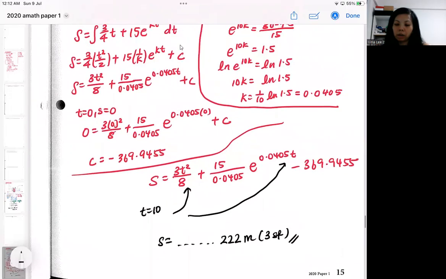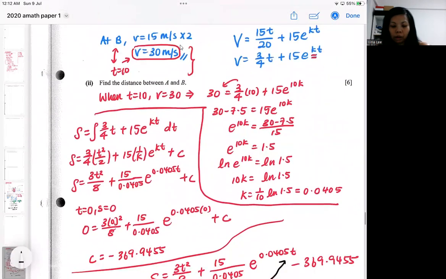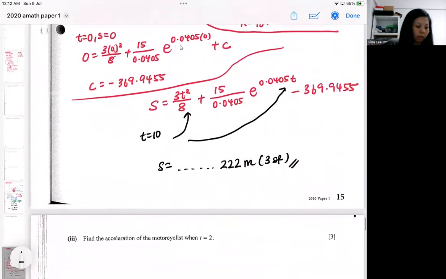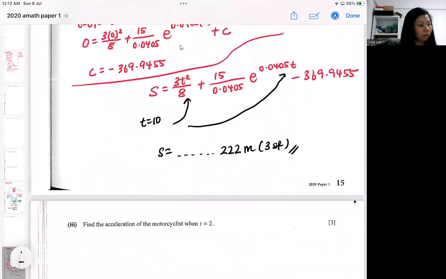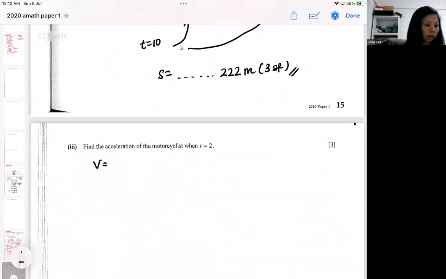So you can try it out. Even though it looks quite simple, there's a lot of accuracy involved. So that is the part on the distance. The subsequent part is actually quite easy. You need to find the acceleration. Finding the acceleration will be quite easy. You just need to differentiate.